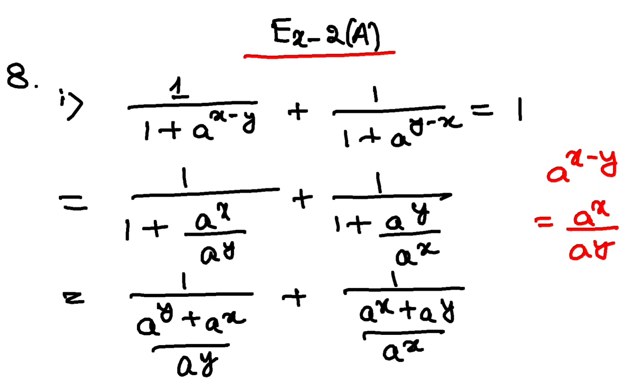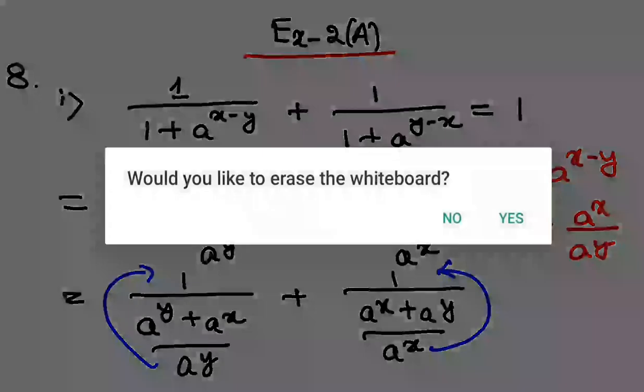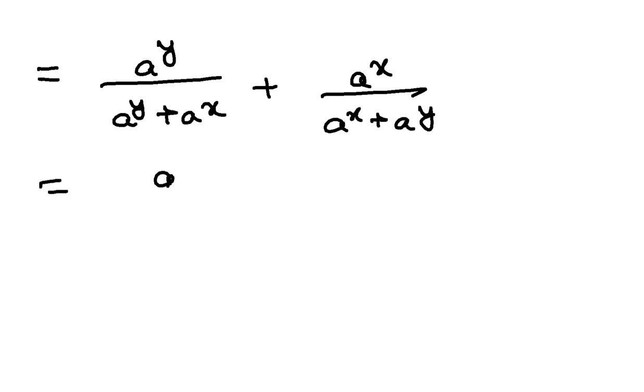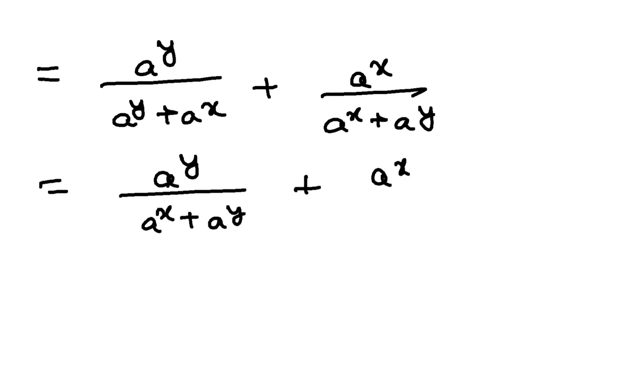Now if I simplify, obviously this will go up, this will also go up. So you will have a to the power y by a to the power y plus a to the power x. And the second term, a to the power x will go up, a to the power x plus a to the power y. Obviously I can write it like this, 2 plus 3 or 3 plus 2, same thing. And this is already like this.